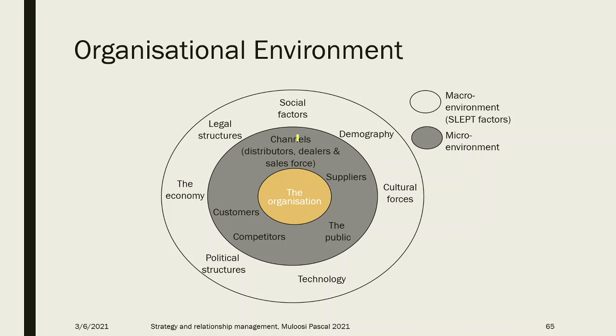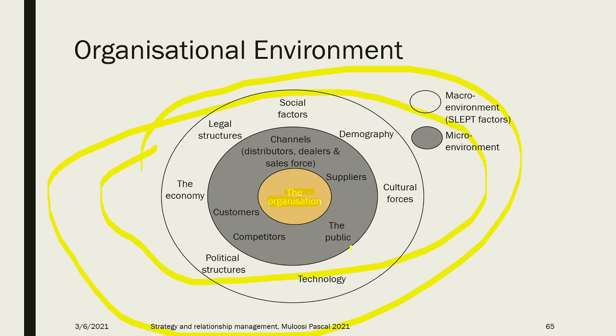What is the environment? We know organizations operate in an environment. From this diagram here, we can see that the organization is at the center, but it is surrounded by a very volatile environment, the macro and the micro environment. The darker pigmentation shows the micro environment, which is within the organization. The organization may have some control over the micro environment. You have the stakeholders you are working with, the customers, the suppliers, the competitors, the different channels.